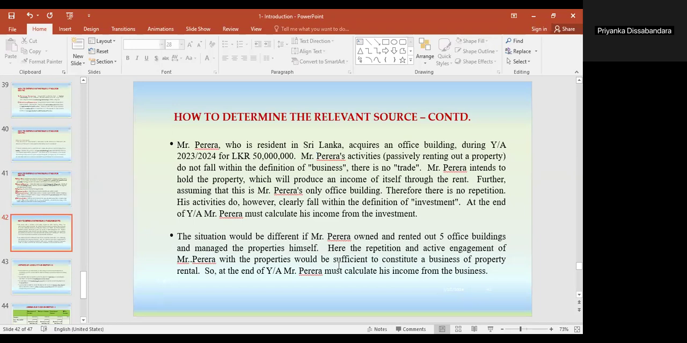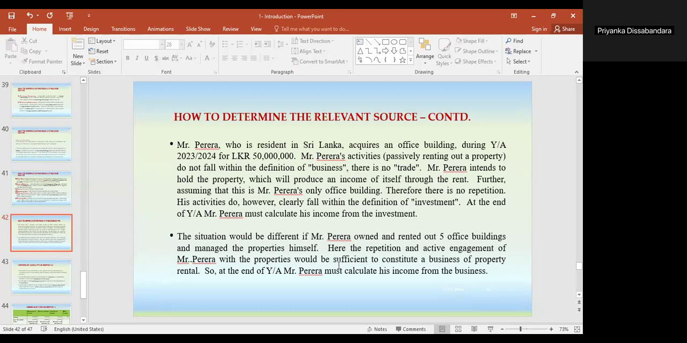At the end of the year of assessment, Mr. Pereira must calculate his income from the investment under investment income, because he has an office building and did not buy that building to sell. So his activity is to hold the asset and rent out the building. So what is he doing? Passively renting out the building.